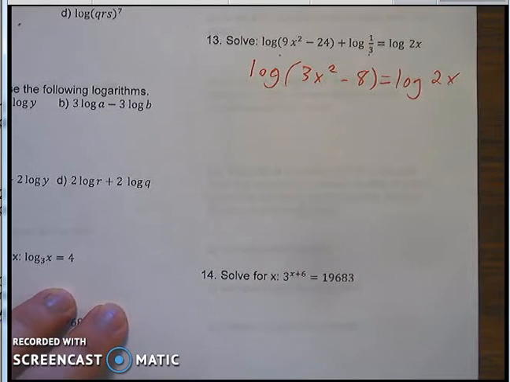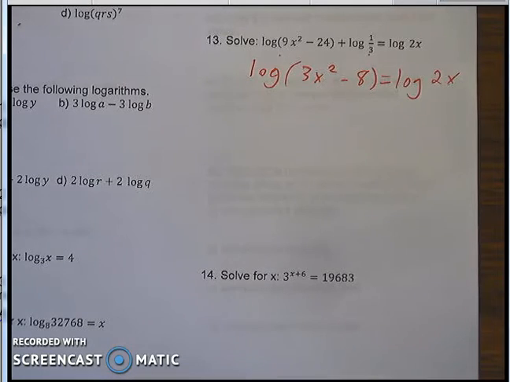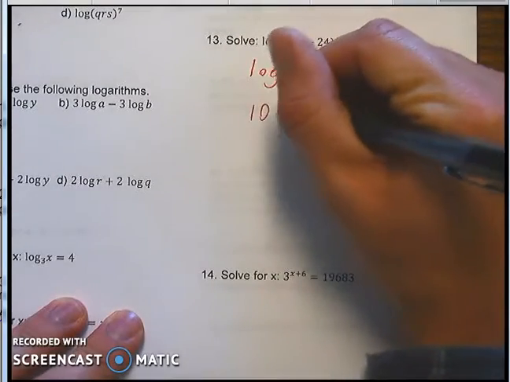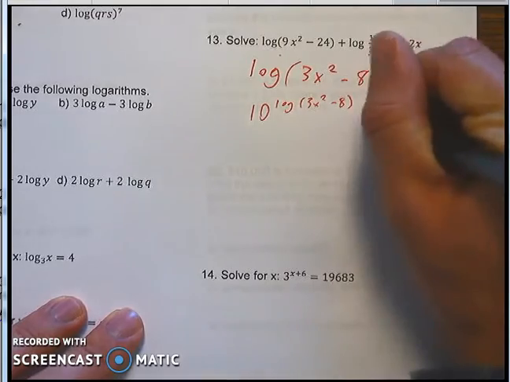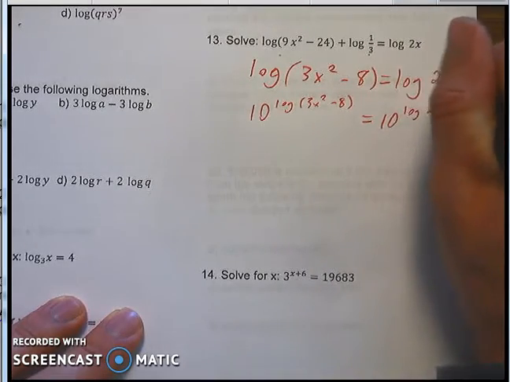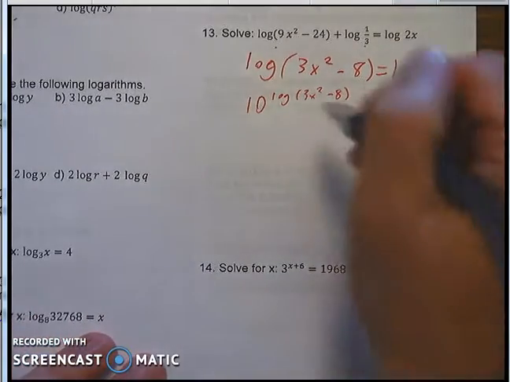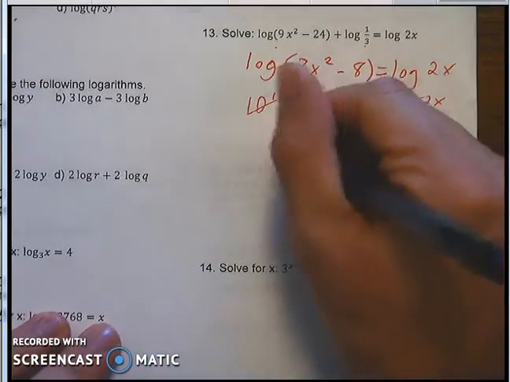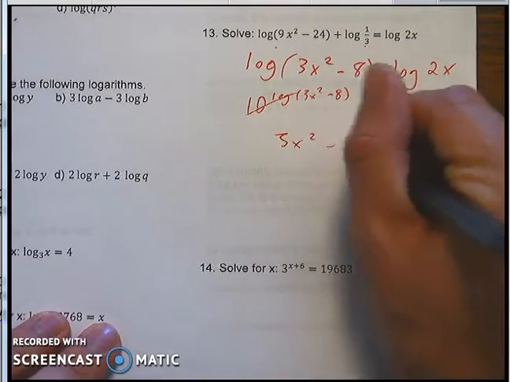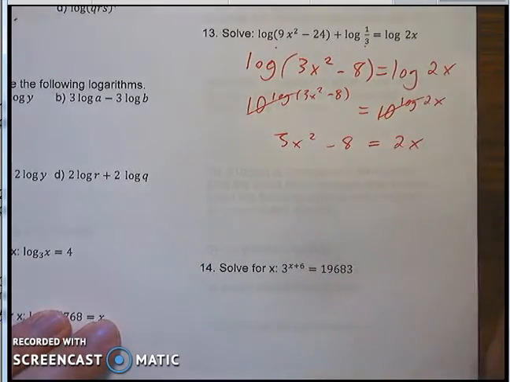At this point, we want to get rid of those logarithms. And you want to realize that these are the common log, which means the base of both of these is base 10. So we're going to want to raise these both to the 10 to the power of these things. So 10 to the power of log 3x squared minus 8 equals 10 to the power of log 2x. These 10s are going to cancel out. The 10 and the log will cancel out on both sides, leaving us with 3x squared minus 8 equals 2x.